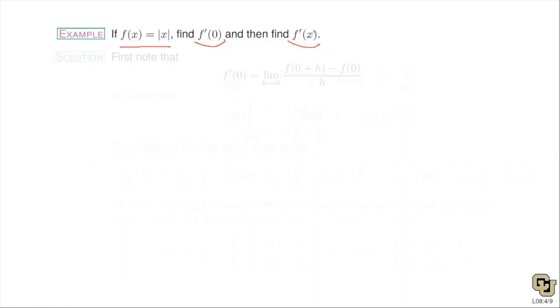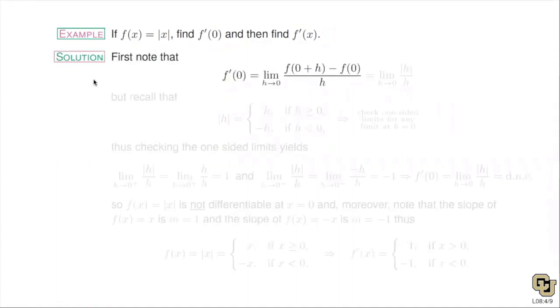So, you should think about the difference here. F prime of 0 is going to be a constant. F prime of x is going to be a function. I'm going to do F prime of 0 first, using the standard definition. F prime of a equals the limit as h goes to 0 of f of a plus h minus f of a over h, but a here is 0.